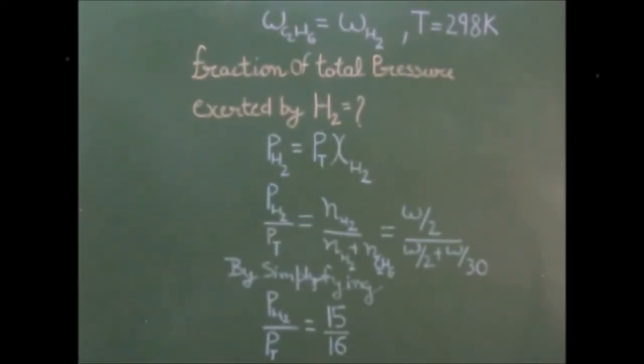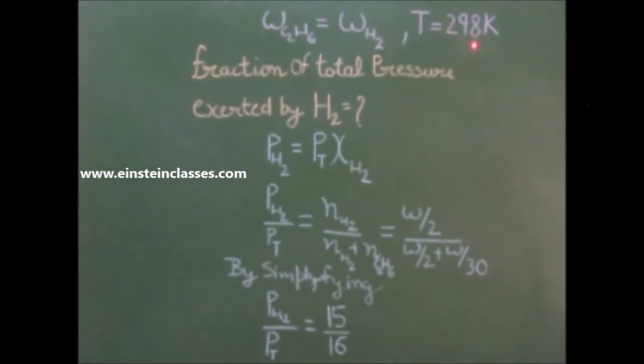Now we are discussing an application of Dalton's law. The problem is: equal weights of ethane and hydrogen are mixed in an empty container at 25 degrees C. We need to find the fraction of the total pressure exerted by the hydrogen gas. The weights of hydrogen and ethane in the container are equal at the same temperature, that is 25 degrees C.